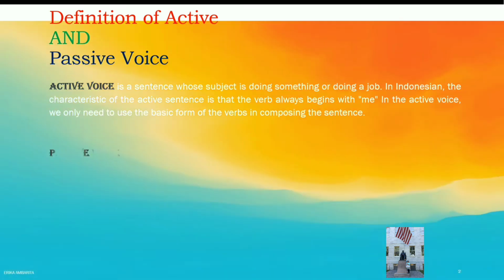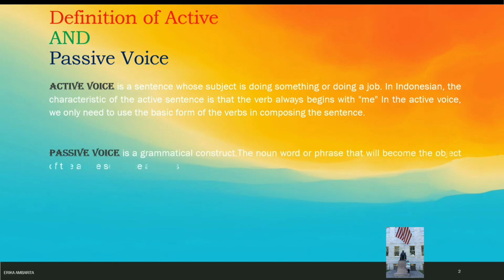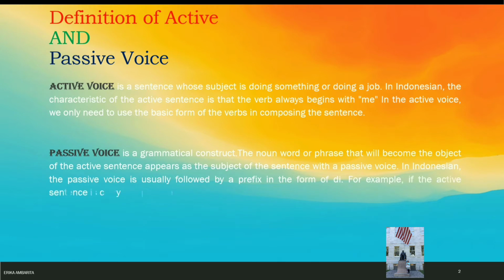Active voice is a sentence whose subject is doing something or doing a job. In Indonesian, the characteristic of the active sentence is that the verb always begins with me. In the active voice, we only need to use the basic form of the verbs in composing the sentence.